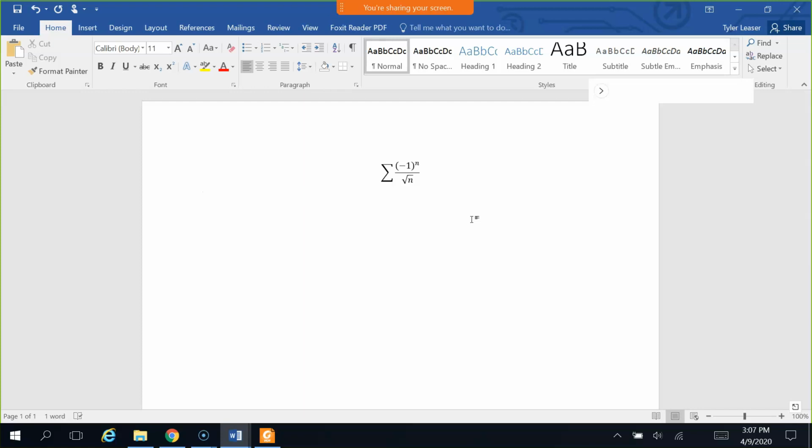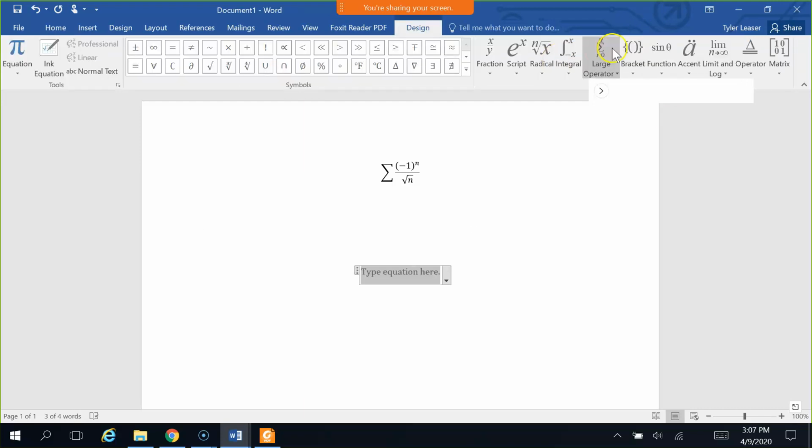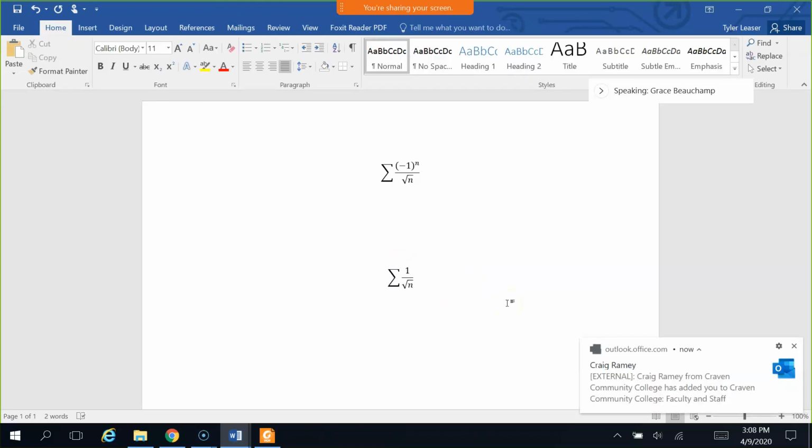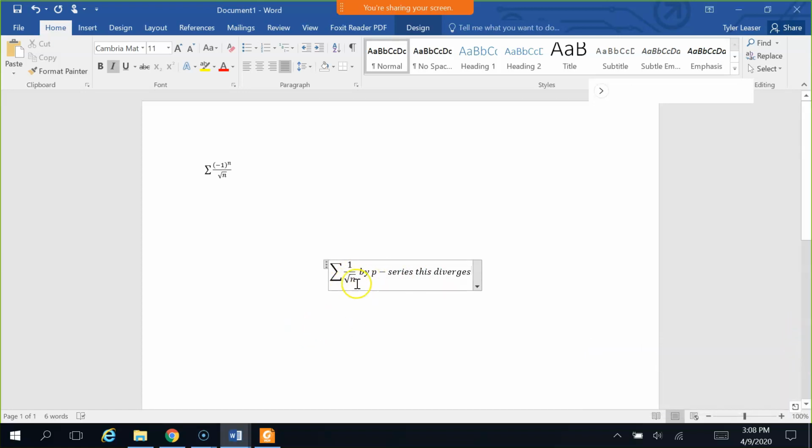The problem with that has to do with the difference between something converging absolutely versus something converging conditionally. We could just look at the sum as if this was not an alternating series, right? If it was just 1 over the square root of n, by the p-series, this diverges, because this would have an exponent of 1/2, and that's the p in the p-series, and that's less than 1, so it diverges, which is perfectly fine.